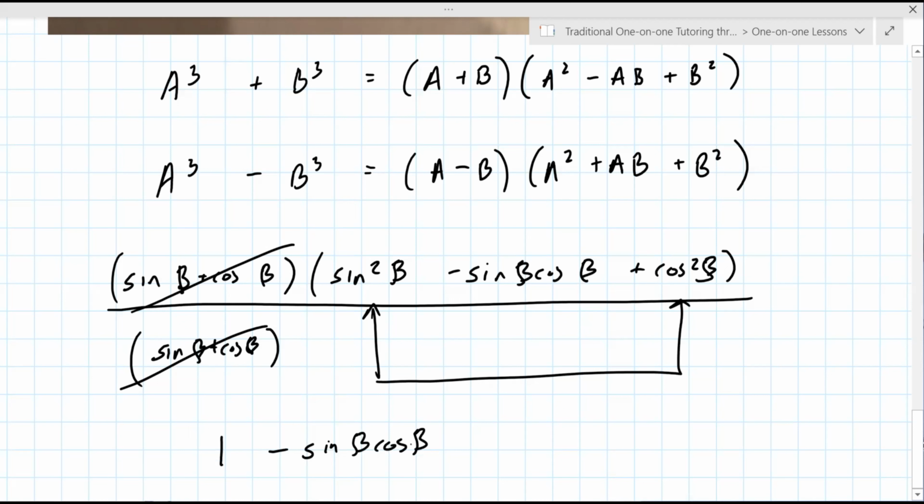Now remember, I'm probably not doing this exactly the way your instructor wants it. They may want you to write out that sine squared beta plus cosine squared beta equals 1 off to the side. I'm not writing it. I'm just showing the end result of it. So please, do what they want.